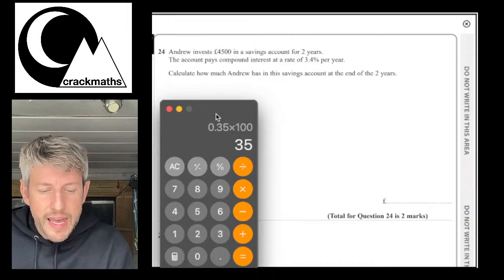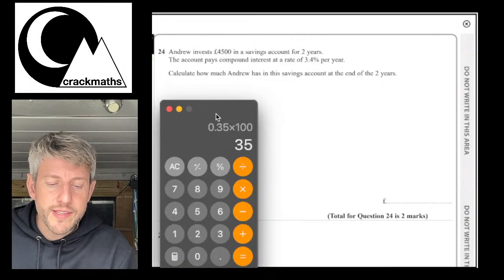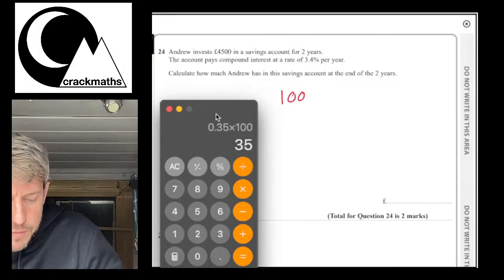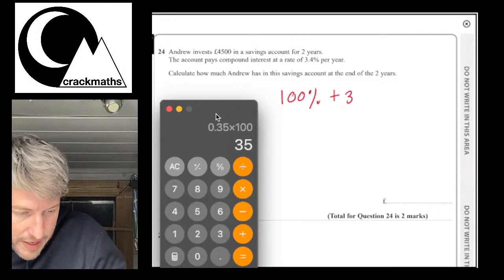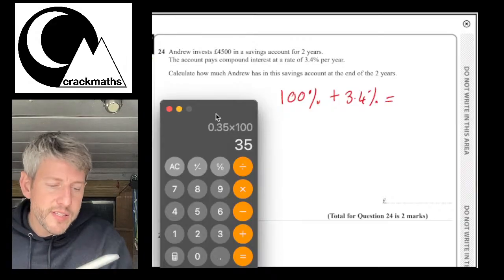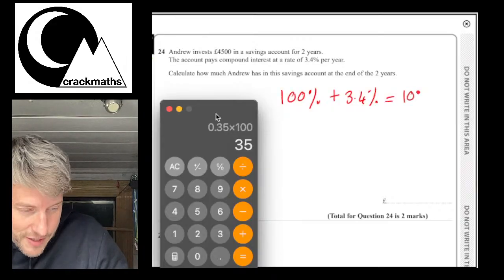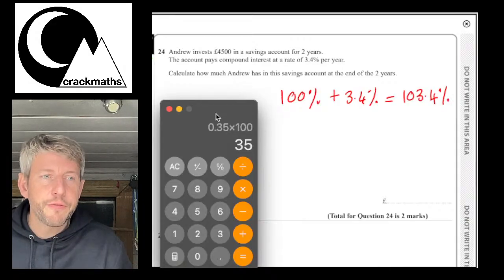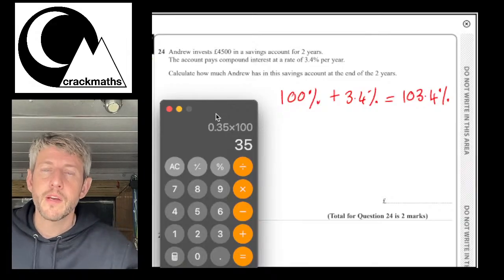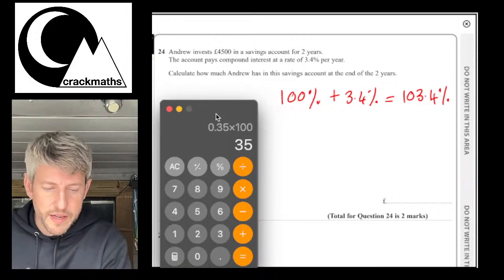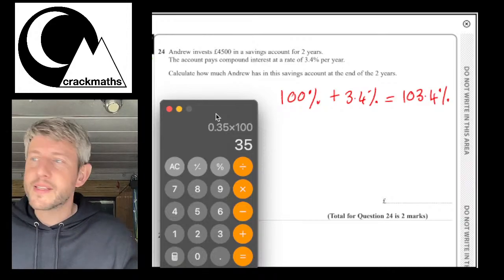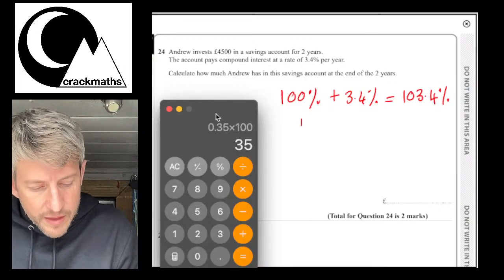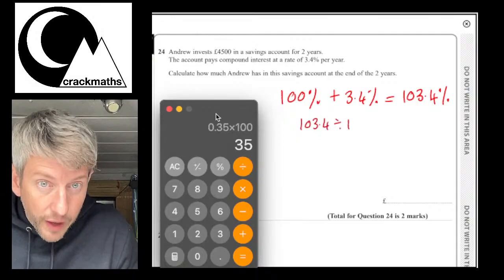So if the account is paying interest of 3.4% each year, at the end of each year, we're going to have the 100% that he started with plus the 3.4% extra, okay? And so if we add those together, that gives us 103.4%. So what we're looking to find is 103.4%. If you want to find 103.4% of something, you can multiply it by its decimal equivalent multiplier. So the equivalent decimal of 103.4% is 103.4 divided by 100.